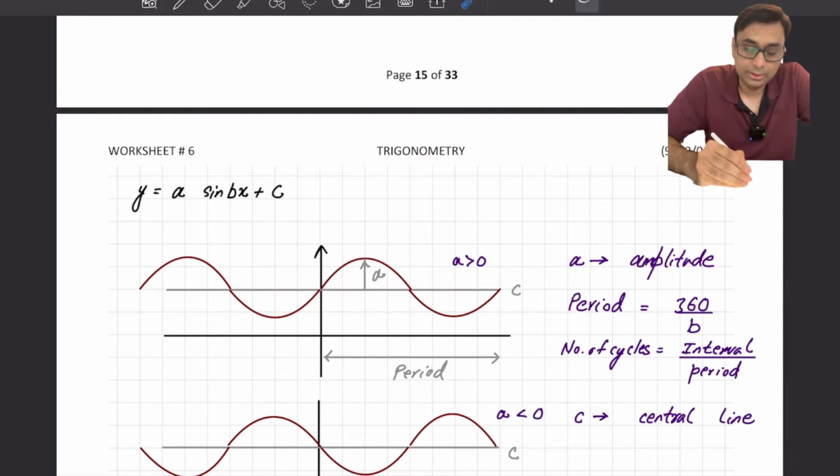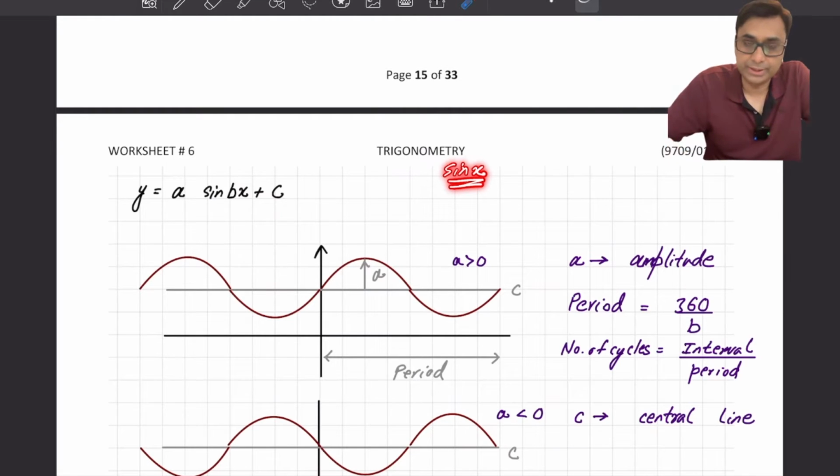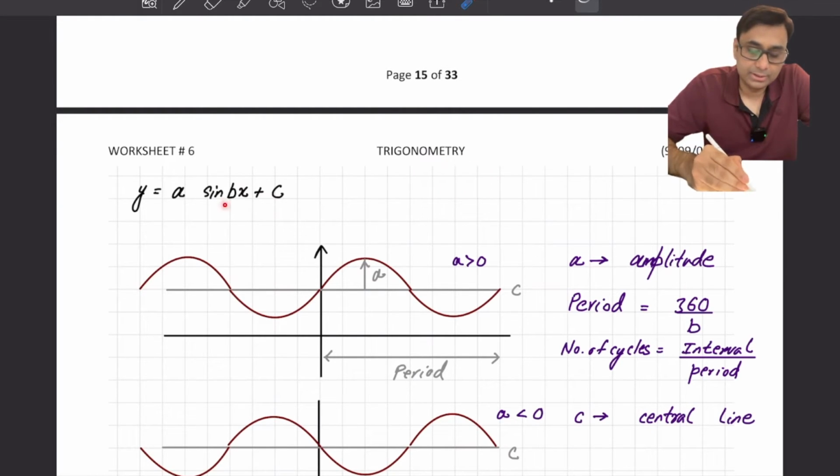And this b actually helps you to identify the period. If it's a simple sine x, we know that the period is going to be 360 degrees and it's going to repeat after every 360 degrees. But if it is some other coefficient over here, then the period changes. And you can identify the period by using this formula, 360 upon b, for sine and cos.